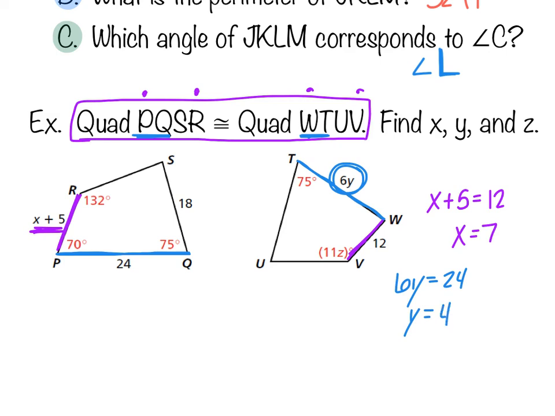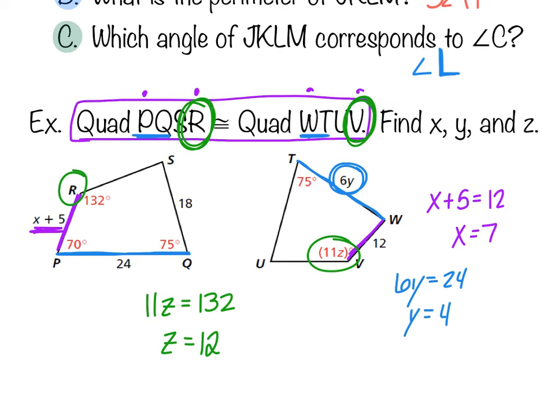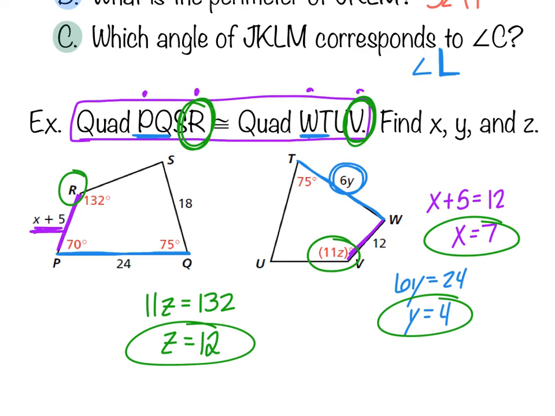And then finally for z, z is right here, and that's part of angle V. And angle V is going to correspond with angle R, which is right there. So I've got 11z equaling 132. And you probably know that 11 times 11 is 121, and 11 times 12 is 132. So I've got x equals 7, y equals 4, and z equals 12, and I have to use the congruent statement to find the corresponding sides and angles here. And once I do that, this is a piece of cake. So if you have any questions, let me know.